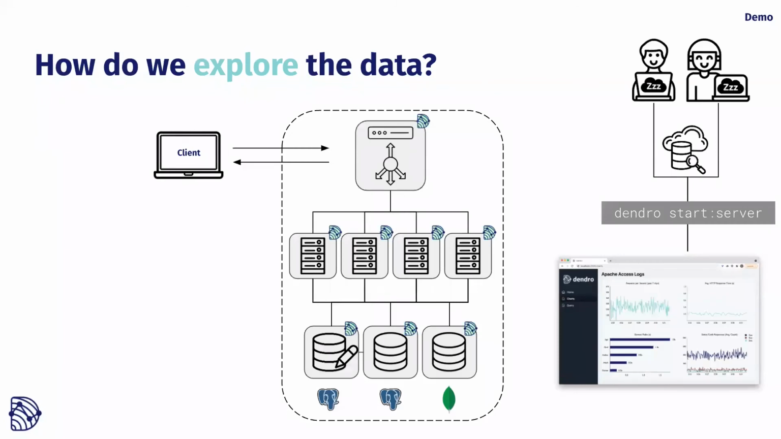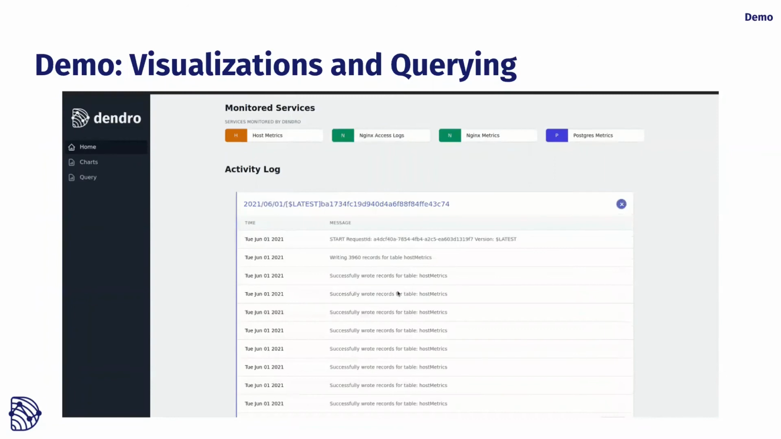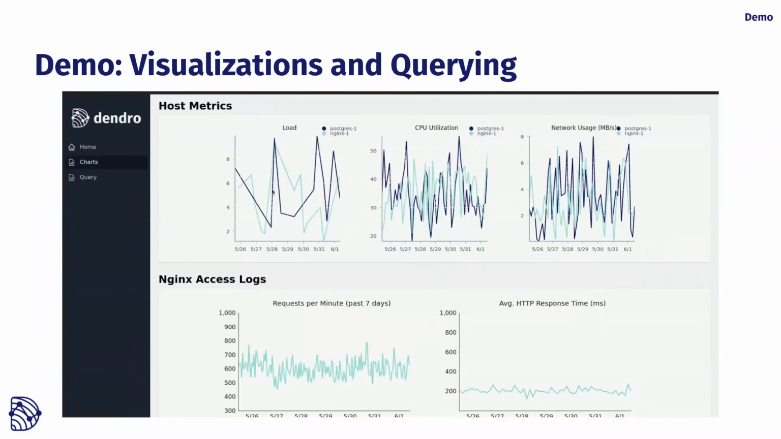Now that we have data passing through to our database, we can visit the front end, which is accessed by running the command Dendro start server from any computer that has Dendro installed and configured, and then visiting localhost port 3000 on a browser. Here's what the front end looks like. There are 3 pages listed on the sidebar: a home page, a charts page, and a query page. Here on the home page, we see what services are being monitored, and we can check that the pipeline is successfully writing records to the database. On the charts page, we see real-time data for the services we are currently monitoring.